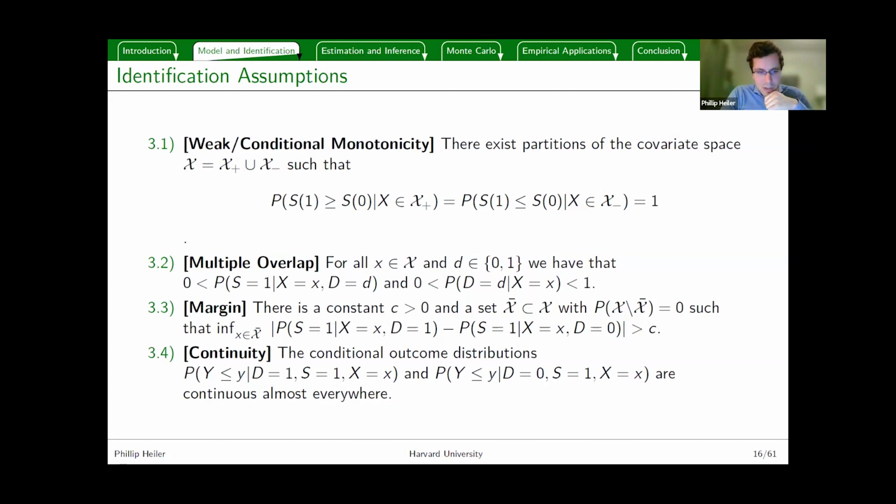And then continuity. This is just to have a unique identified set, because we're using these quantiles that I showed earlier for trimming for the first part of the bounds, and the continuity ensures that the trimming bounds are uniquely defined.